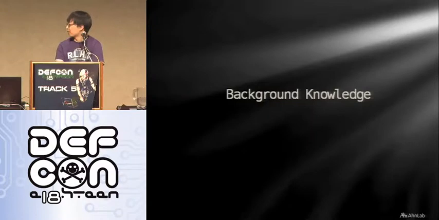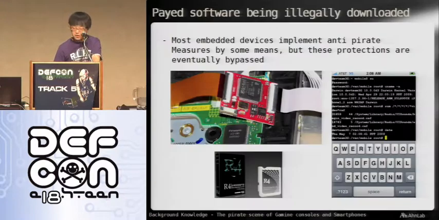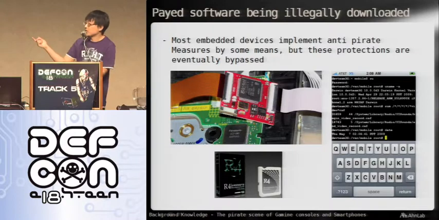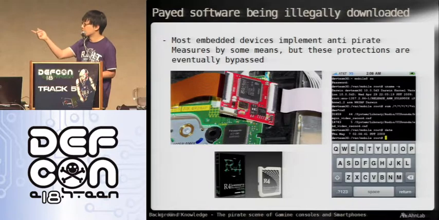And here comes the obvious part, background knowledge. The pirate scene of gaming consoles and smartphones. Now, everyone here should know what piracy is. It's like common knowledge. Illegally downloading and installing paid software, either by hardware or software modifications. A couple examples are shown on the screen, like a hardware modification on the gaming console on the left side, and on the bottom, the Nintendo R4 to play free games on the Nintendo DS, and everybody's favorite, iPhone jailbreak.